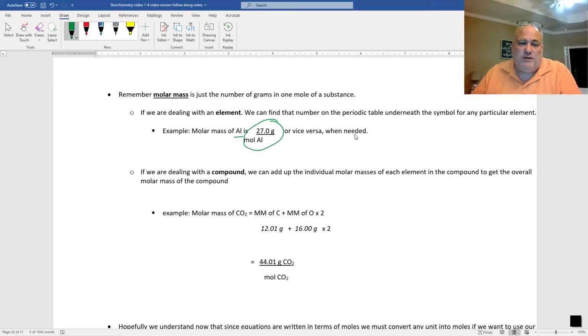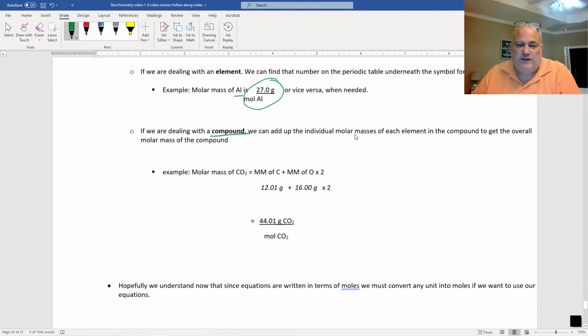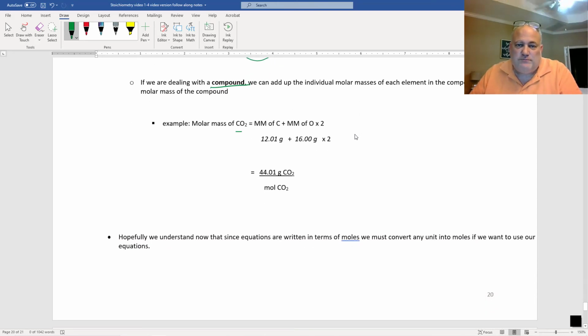Or if we deal with a compound, this is one of the things you did in your last video, if I have CO2 right here, I could take the molar mass of carbon, which is 12.01, and I could take the molar mass of oxygen, which is 16.02, but since it's CO2, let me point that out to you there, we have to multiply that by 2, and when we add it up, we could get the overall molar mass of CO2 as 44.01. Why is that important? Because in problems, we're not always going to be dealing with individual atoms.